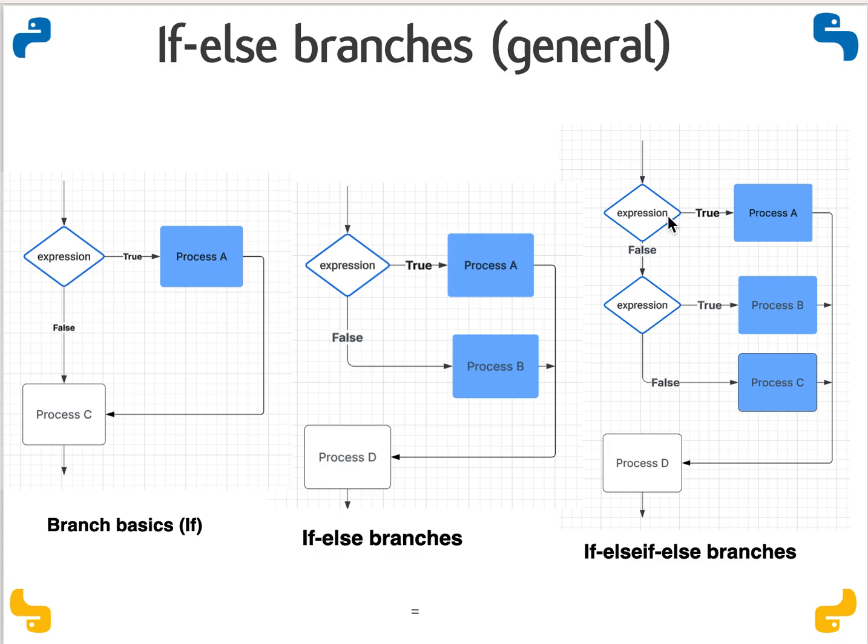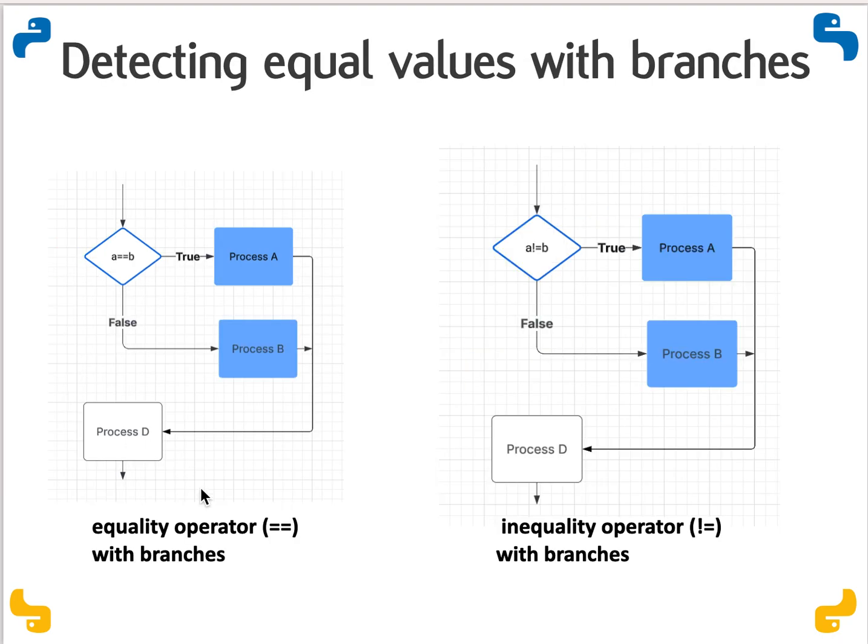The if-else enables the program to handle multiple conditions in a structured way. This diagram illustrates how to detect equal values using conditional branches in programming. It shows how the program's flow changes based on whether the two values are equal or not, using the equality and inequality operators.